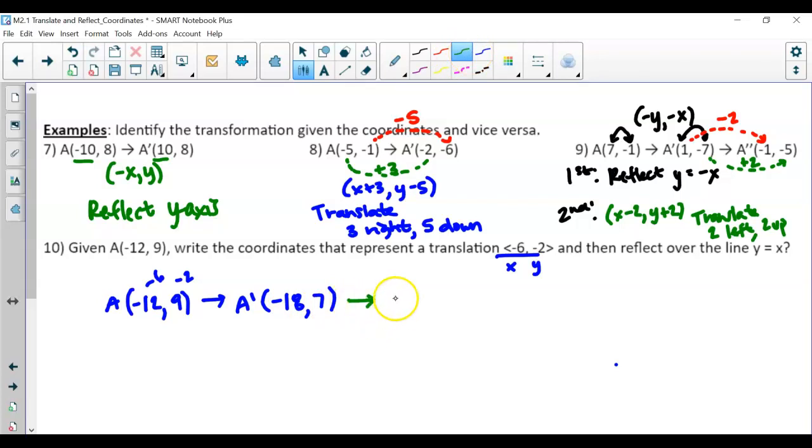Then the second transformation, we are then reflecting over y is equal to x. So what is our rule? We switch the x and y coordinate. So this becomes y, x. So here, if we're at -18, 7, then A double prime is at 7, -18.